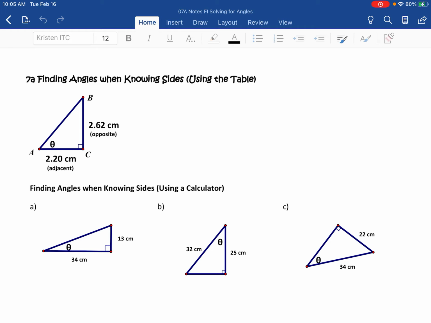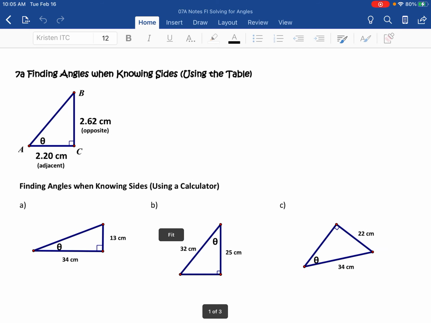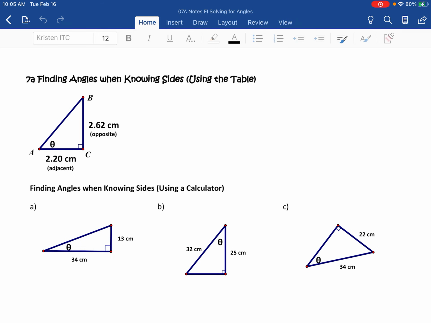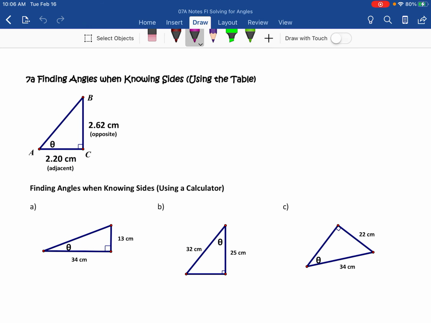Okay, so now we're going from solving for sides to solving for angles. I think this is just a little bit more complicated, but it's not too bad. Instead of solving for a side, we're solving for an angle. So basically, we know what the ratio is, and we need to figure out which angle it is.